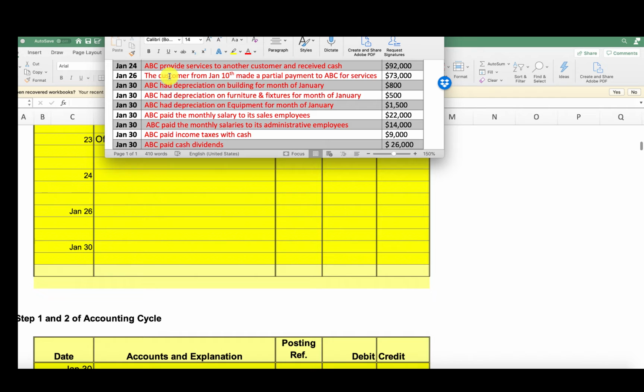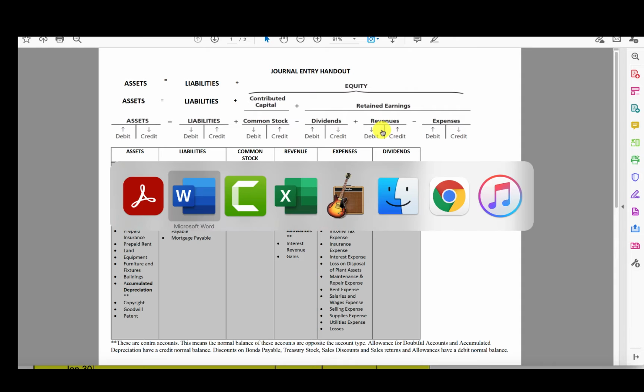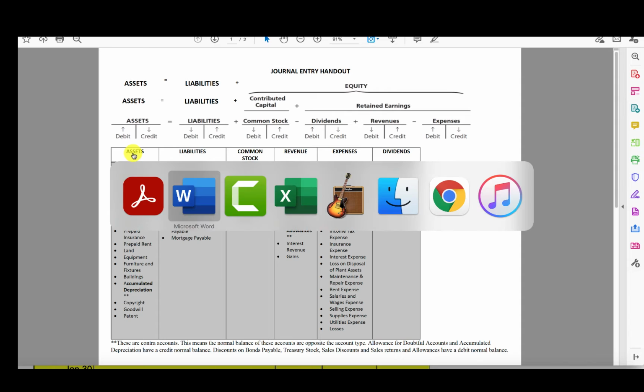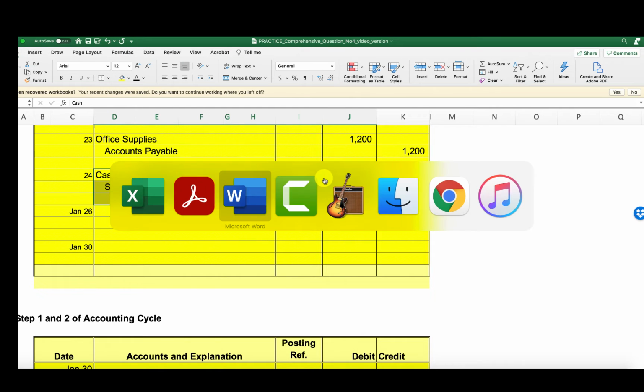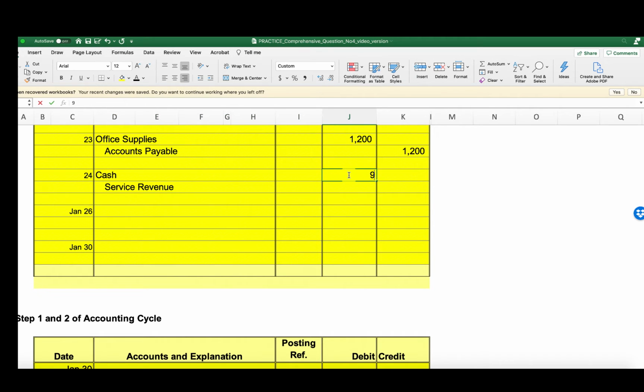All right. So ABC provided services to another customer and received cash, right? So when you see provide services, that's service revenue. When you have service revenue, that is going to be a credit. In most cases, you're going to be crediting service revenue. Cash is a debit because it's going up. So we're going to debit cash and we're going to credit service revenue. So I'm going to put in here, debit to cash, credit to service revenue. And the amount is going to be $92,000. So I'm going to put in $92,000 here on the debit side, $92,000 on the credit side.